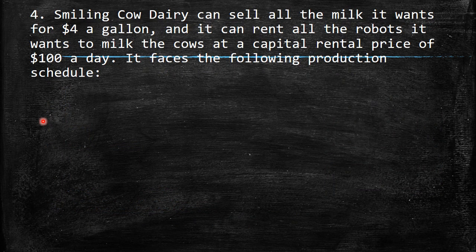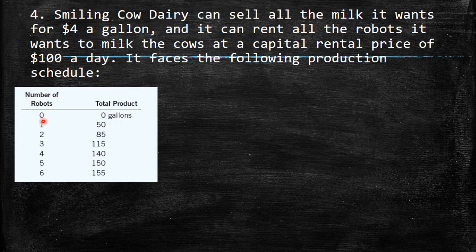Smiling Cow Dairy can sell all the milk it wants for $4 a gallon, and it can rent all the robots it wants to milk the cows at a capital rental price of $100 a day. It faces the following production schedule. So here we have the production schedule.